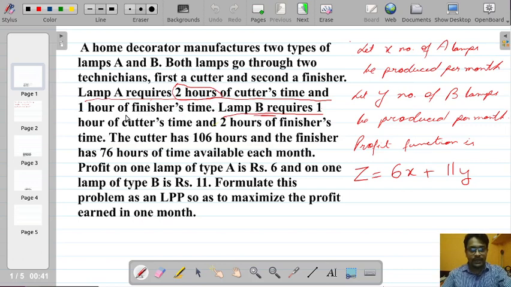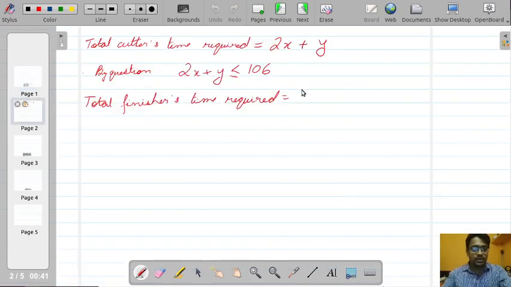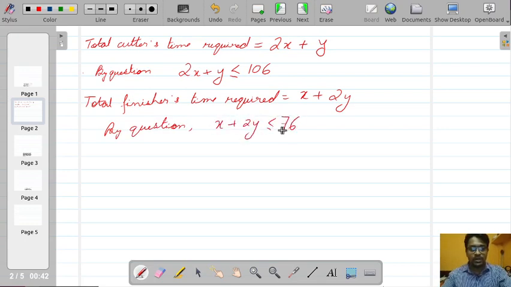Lamp A requires 1 hour of finisher's time and lamp B requires 2 hours of finisher time. So it's just the opposite. So it's x plus twice y. And again by question, the finisher is available only for 76 hours. So x plus twice y has to be less than or equal to 76.